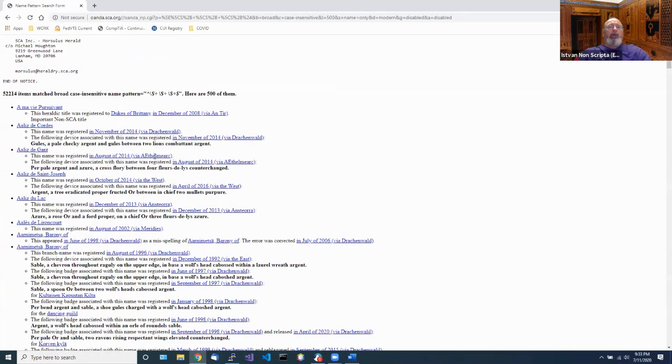So now we will notice the one reason that we're looking for less than 100 of these is because if we get too many, the O&A will limit it. But here are all of the 3-part names. Now you look at the first one, you see Amavi Persuivant. That's 4 parts, right? This is because this is a broad search and it's registered to Dukes of Brittany.